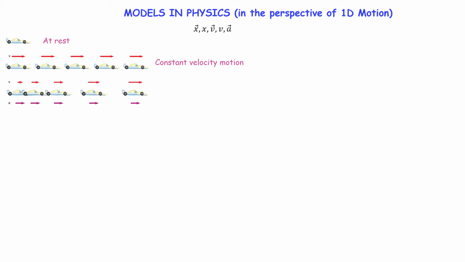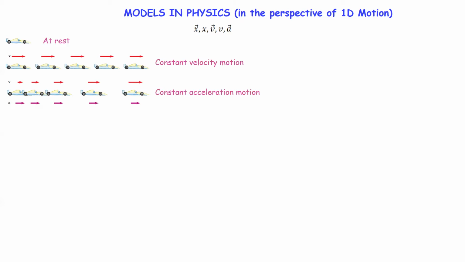But you may sometimes observe that the object changes its position like this. It increases its position every time duration. If this increase is again regular, then you say that the object is accelerating with a constant acceleration. This is another model. This is the model of constant acceleration motion.